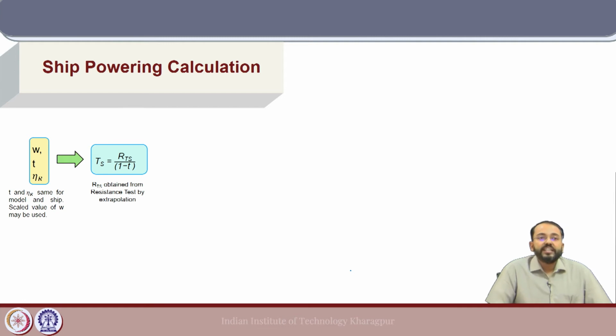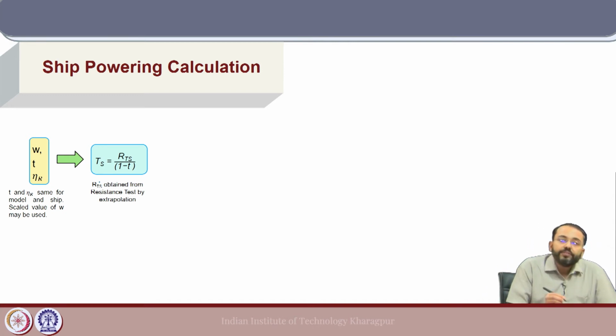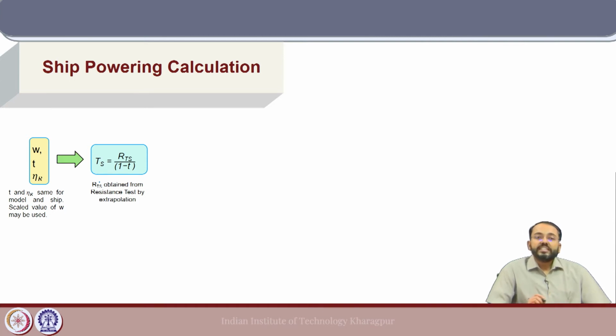The first step here is to calculate the thrust of the ship, the total thrust in the full scale. So, we have the resistance of the ship that we get from the resistance test. What do we do in the resistance test? We measure the total resistance in the model scale and use standard ITTC extrapolation procedures to get the full scale resistance of the ship, RTS, in the full scale. So, that RTS divided by 1 minus thrust deduction will give us the thrust of the full scale ship.